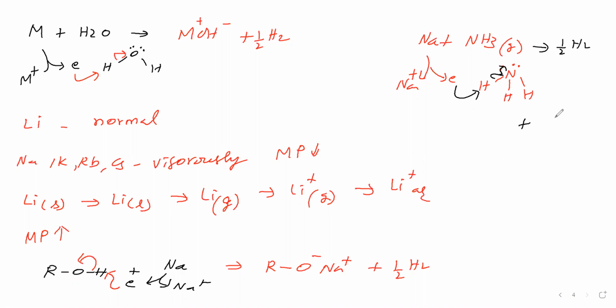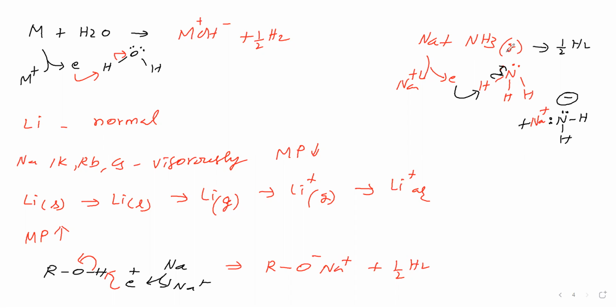And the rest becomes NH2 minus. Already one lone pair is there. This bond pair becomes a lone pair. Therefore, two lone pairs, therefore a negative charge. To neutralize the negative charge, Na plus is there. Therefore, we are getting NaNH2, sodamide. We are calling this sodamide. So, alkali metals react with alcohols.